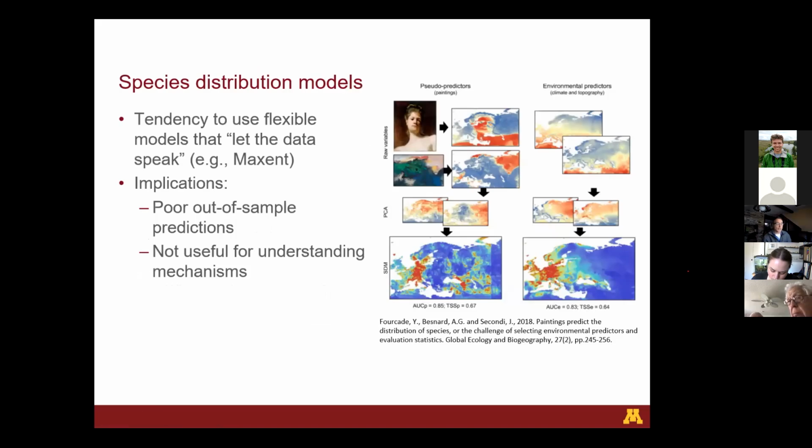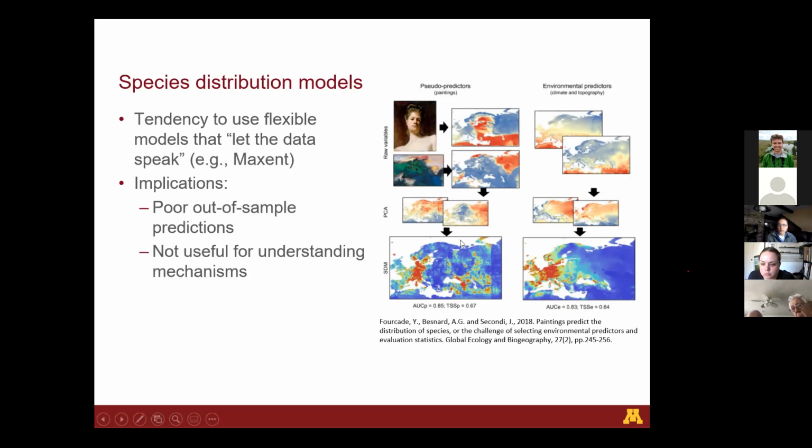The last thing I want to mention is that the way a lot of people approach these modeling exercises is that they tend to use really flexible models with the hope of just letting the data speak. So using things like Maxent, which uses machine learning approaches. One of the implications here is that these approaches work great for prediction, but they have limitations in terms of understanding, and they often don't predict well when you try and transfer them to situations that are outside of the range of conditions where you've actually collected your data.